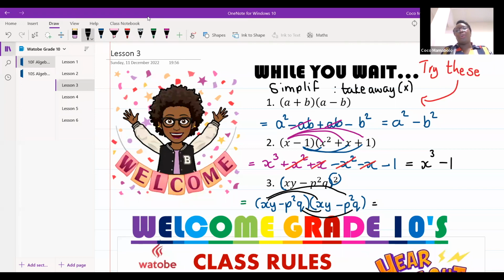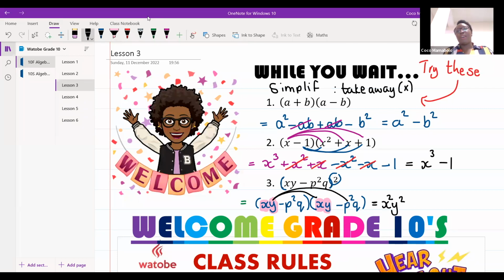Now we've just got to know, if I've got xy times xy, what am I going to get? I'm going to get x squared, and what else is going to be squared? Y, good. So I'm going to have x squared and y squared. Because I've got x times x, which gives me x squared, and y times y, which gives me y squared. That's the first top.